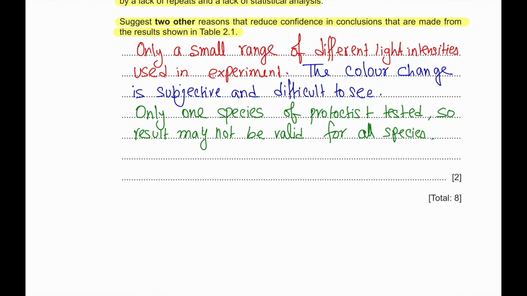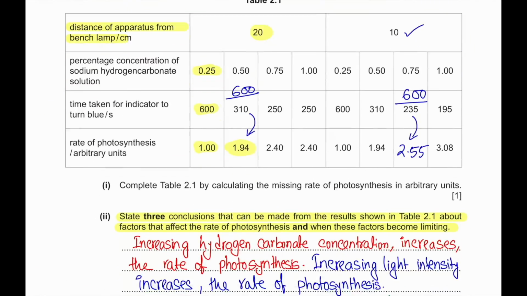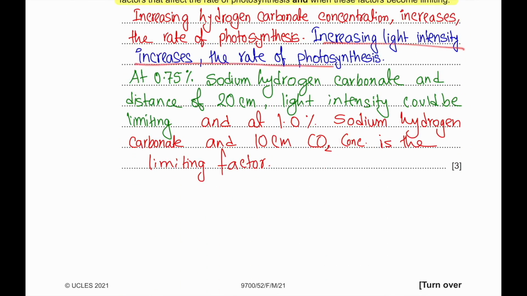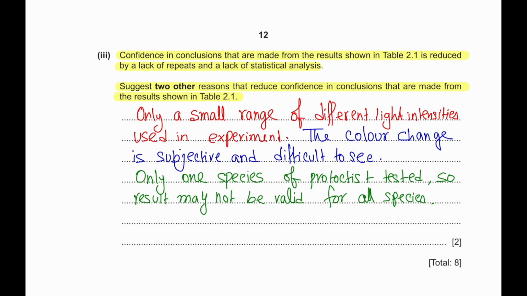Increasing light intensity increases rate of photosynthesis. We can say confidence is reduced because only a small range of different light intensities were used in the experiment. Light intensity at 10 centimeter or at 20 centimeter might just be the same, so it is not a fair comparison. And the color change within the experiment is subjective, and it is difficult to judge when the color change has actually occurred. And this experiment is only done for one species of Protoctist, so the results may not be valid for all other species.